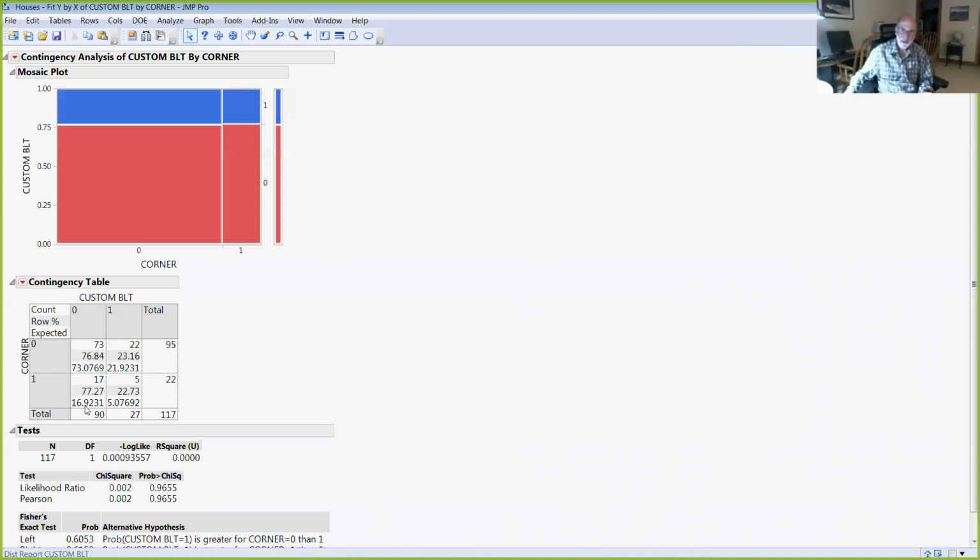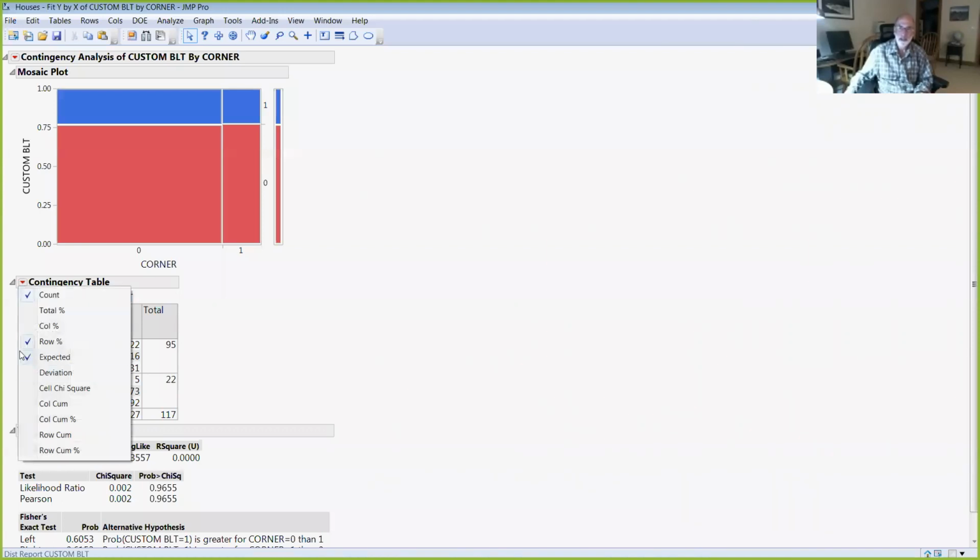what these numbers now shown at the bottom, these strange numbers with fractions, are actually derived by saying, well, what fraction of the 117 houses were custom built? What fraction is 27 of 117? It applies that same fraction to the 95 houses on the corner and the 22 houses not on the corner. And that comes up with these expected numbers, 21.9231 and 5.07692. And conversely, what fraction is 90 of 117? Apply that fraction to the 95 and the 22 houses to get these left-hand bottom numbers.